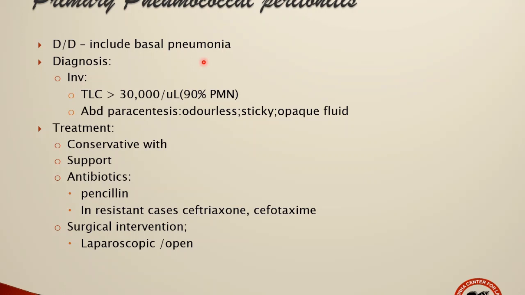The diagnosis is easily made if you got a very, very high total leukocyte count, more than 30,000, abnormal paracentesis, odorless, sticky, opaque fluid. The treatment, conservative with support, antibiotics, that is penicillin. In resistant cases, use ceftriaxone and cefotaxime. Surgical intervention may be required, which can be carried out either laparoscopically or by an open method.